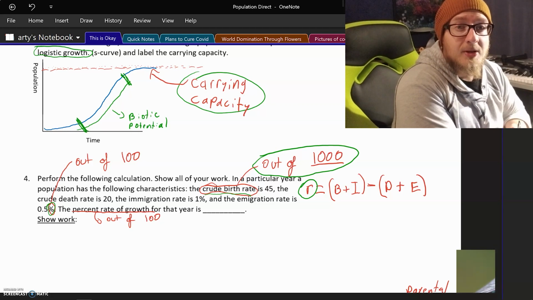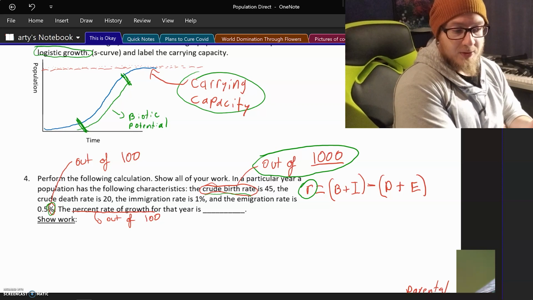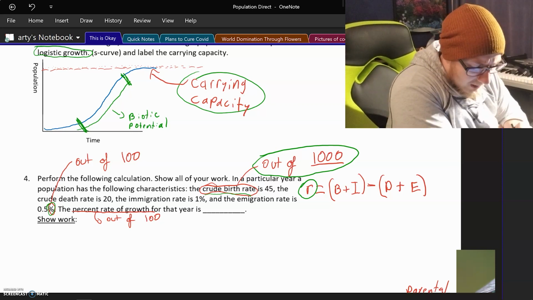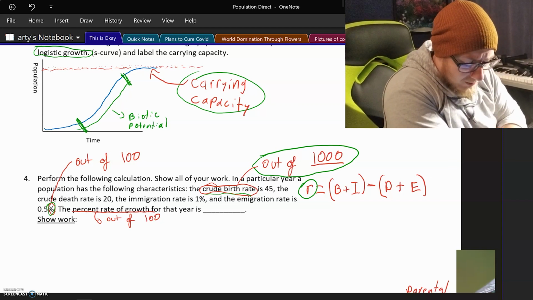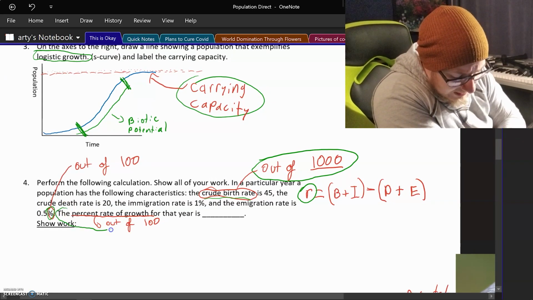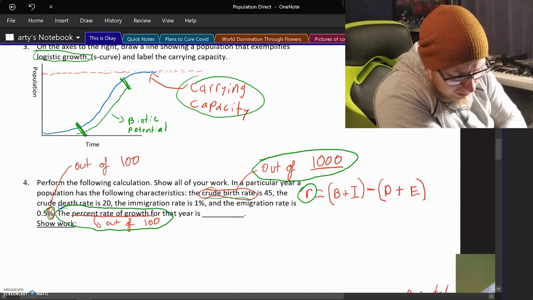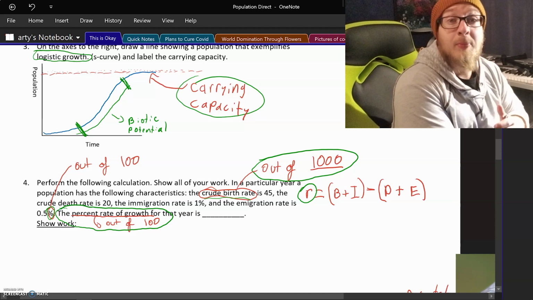So if a population has a growth rate of 3%, that means that there are 3 births for every 100 people. So when you're looking at a problem like this, you definitely want to pay attention to what the answer asks you for. And here, the answer is asked to be in a percent.